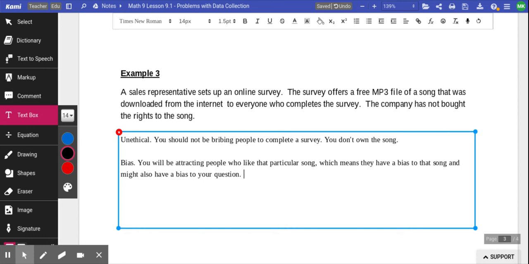Same with this question. By offering a free song, I'm attracting people to come and answer questions who like that particular song or that particular music. And now my survey is going to be skewed because I've collected a group of people that have a bias to them. So for instance, maybe the question was, what's your favorite type of music? And if I'm offering a country song, I'm obviously going to attract people who like country music, which is then going to skew my information.